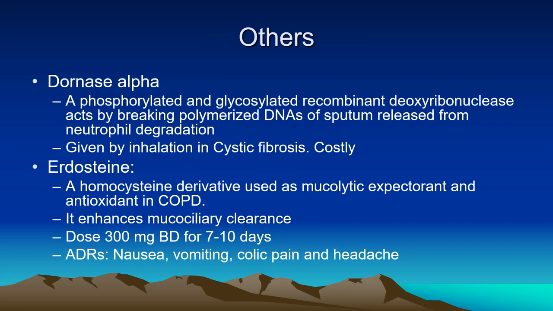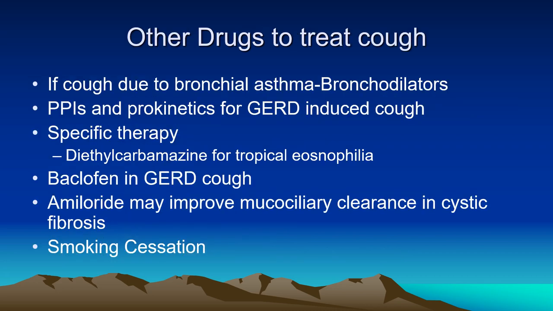Among the others are dornase alfa, a phosphorylated glycosylated recombinant deoxyribonuclease that breaks the polymerized DNA of the sputum, which is released from neutrophilic degradation in the infection. Now, it is always given by inhalation in cystic fibrosis. It is costly. Erdosteine is available, which is a homocysteine derivative, is a mucolytic expectorant, and has antioxidant properties in COPD. It enhances mucociliary clearance, but it may have some adverse effects: nausea, vomiting, colicky pain.